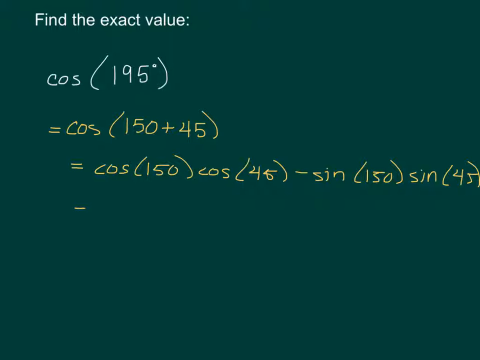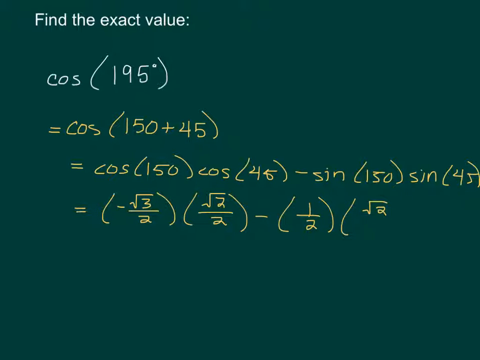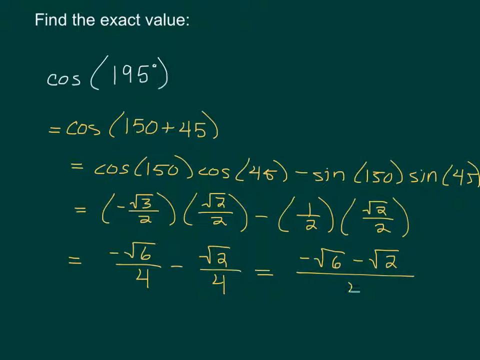Moving through here, we've got cosine of 150 is negative root 3 over 2. Cosine of 45 is root 2 over 2. Sine of 150 is 1/2. Sine of 45 is root 2 over 2. So we've got negative root 6 over 4 minus root 2 over 4, which is negative root 6 minus root 2 all over 4. So again, your answers are always going to have a denominator of 4 and be some combination of root 6, root 2, where the positive, negative signs could switch as well.